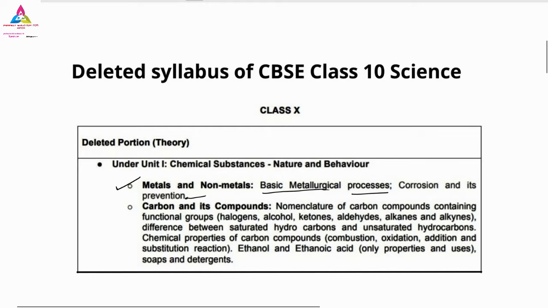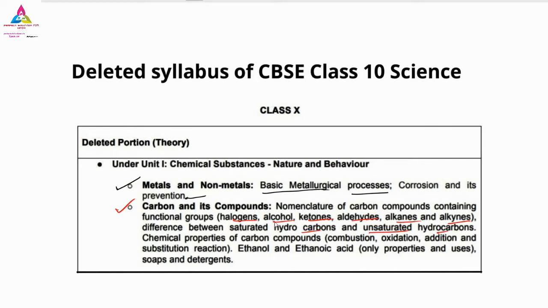And the second one we have is carbon and its compounds. In that, nomenclature of carbon compounds containing functional groups. They have removed the halogens, alcohol, ketones, aldehydes, alkanes and alkynes. And next one they have removed is the difference between saturated hydrocarbons and unsaturated hydrocarbons. The difference you had from last year is removed now.